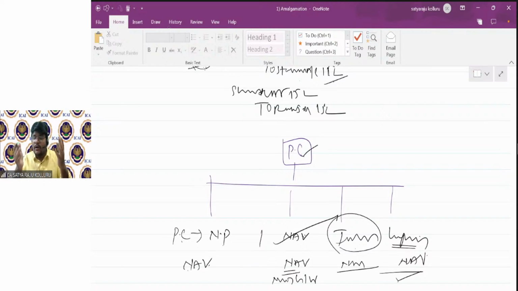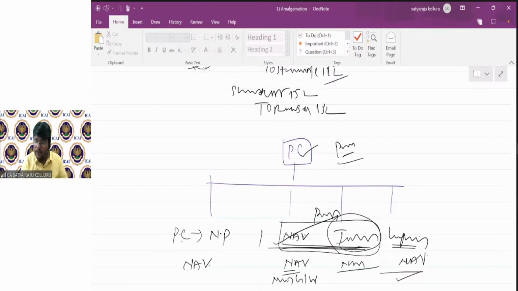And one more important thing I want to highlight. PC need not be recorded at issue price. Even though the PC is under the NAV method or intrinsic value method, if the entity wants to record PC at par value, and par value is different from the real NAV, then at this stage also there may be a chance of a difference between PC and the NAV. Do you understand my point, guys?